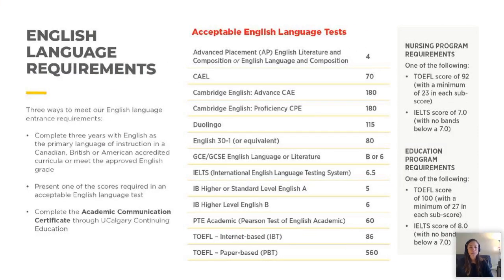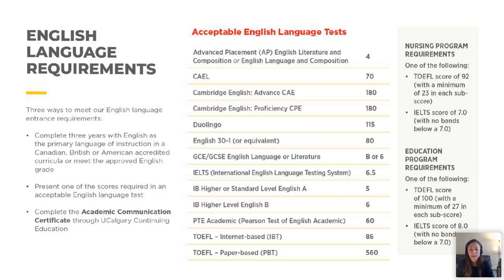I mentioned that you will be required to present English language proficiency before we can evaluate you. So just a couple of things to note about English language proficiency. There are several different ways that you can satisfy this requirement at the University of Calgary. The first way would be to complete 3 years of high school with English as the primary language of instruction, and that has to be from a school that is accredited to offer American, Canadian, or British curriculum.